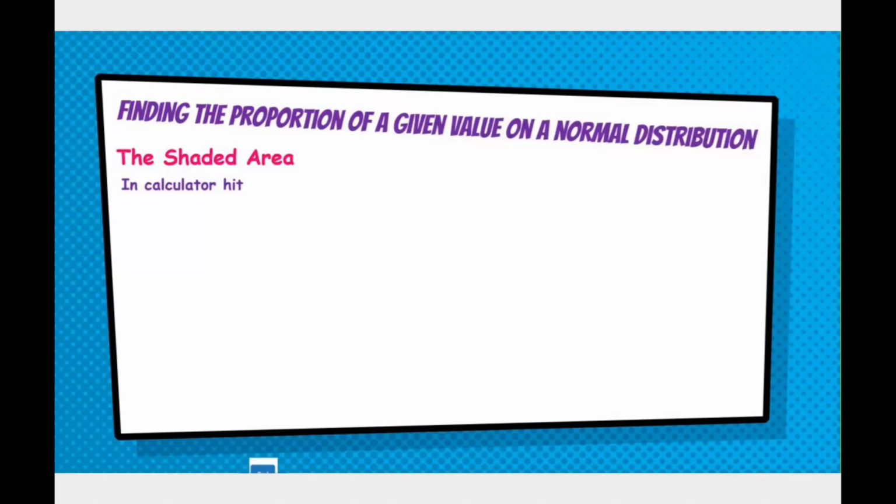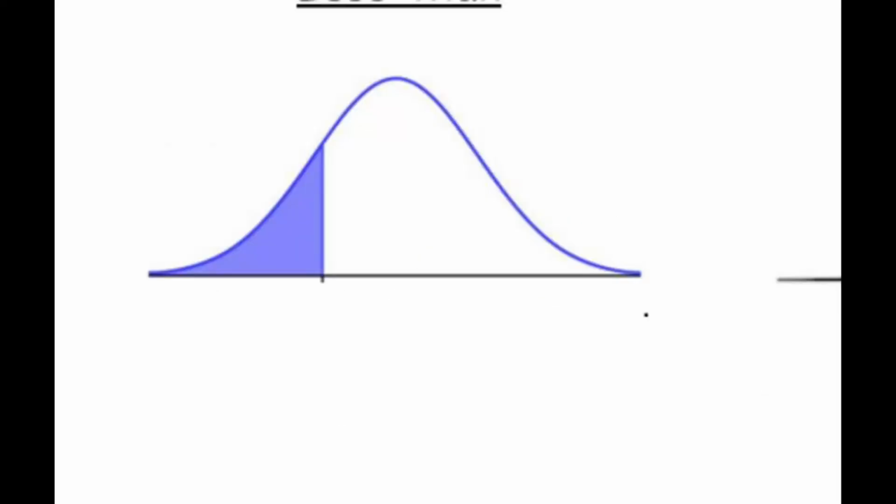Now we're going to talk about how to find the proportion of a given value on a normal distribution, and we're going to use our calculator to do this. So this is what area are we shading, and what does that area represent in terms of the entire graph that we have. We're going to start by hitting 2nd VARS in our calculator and selecting option 2 for normal CDF. And these are our possible options that we can have.